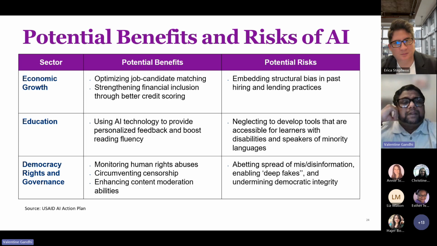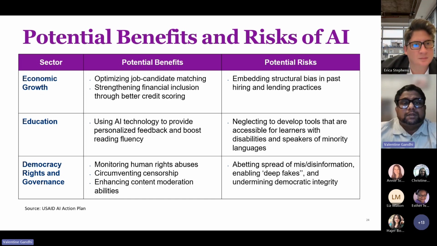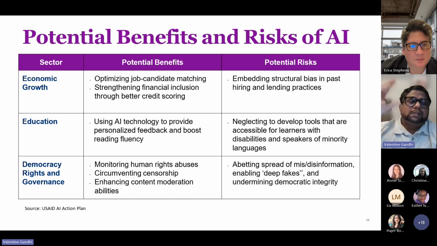Again, these are some of the potential benefits and risks of AI, such as optimizing job candidate matching. If you're doing economic growth, like this LSP scholarship program we have, we did some study, but it can have structural biases in past hiring and lending practices. In education, AI technology can provide personalized feedback, but neglecting to develop tools is also a risk. And in democracy, there are human rights abuses and circumventing censorship. But at the same time, a risk is that AI is also used to spread algorithms.